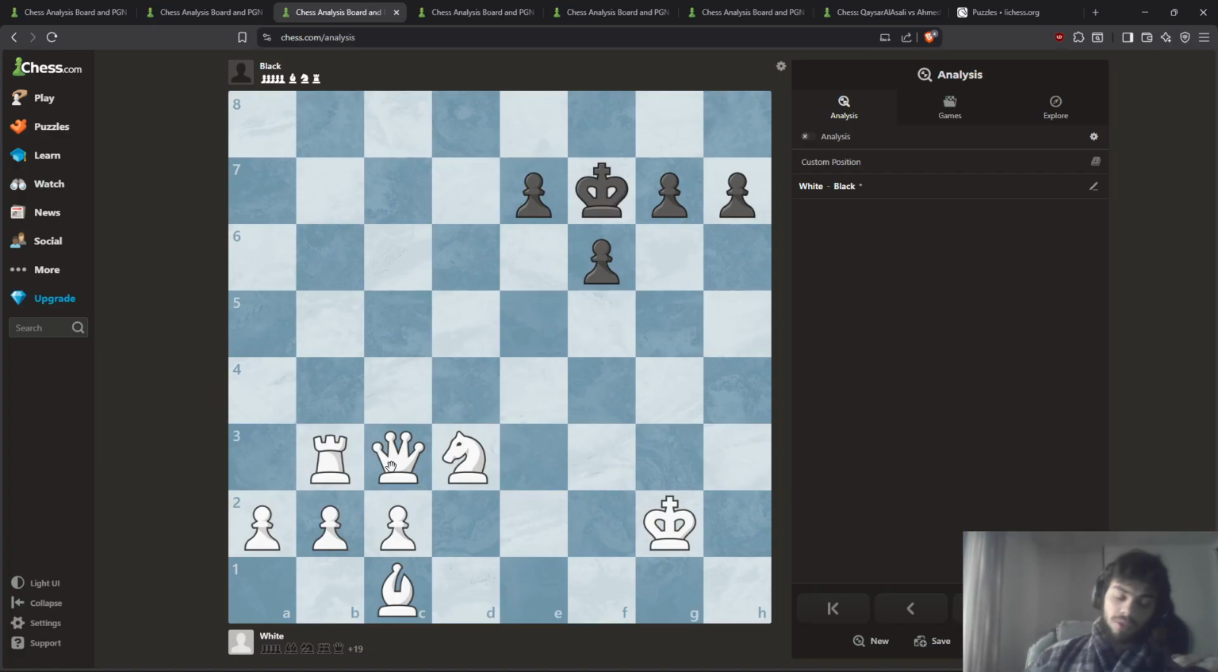Now, please don't get overwhelmed. I know there are a lot of pieces, but it's okay. We will break this down. So let's start with the most common, the simplest piece. It's the pawn.